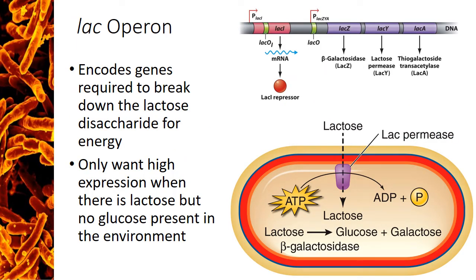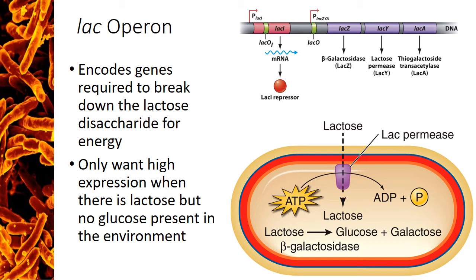We're now going to use the lac operon as an example of both positive and negative regulation. The lac operon is a set of genes that are involved in the breakdown of lactose disaccharide for energy. Operons tend to group genes together that are involved in the same pathway and thus needed for the cell at the same time. This way, regulation only has to happen at one promoter.